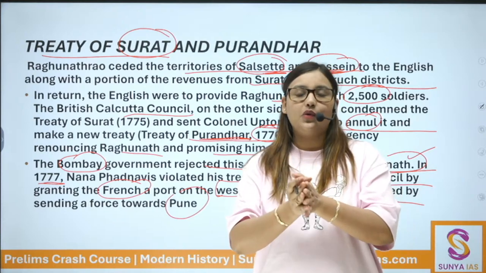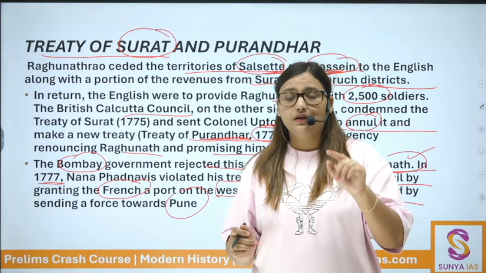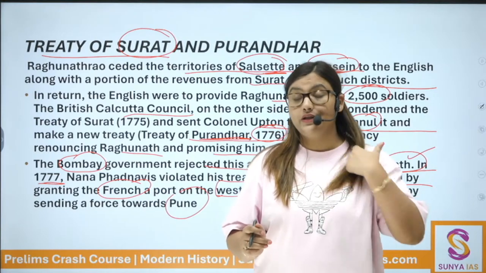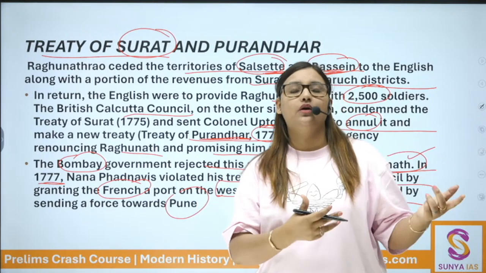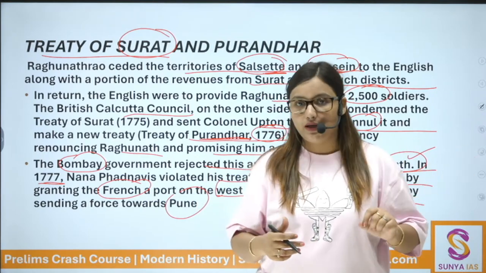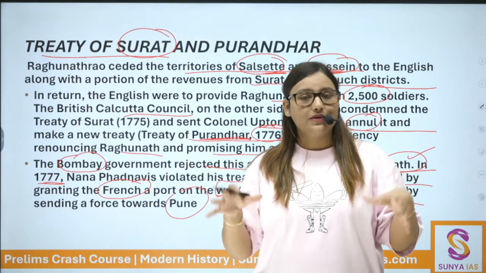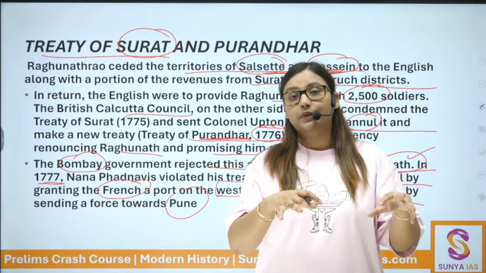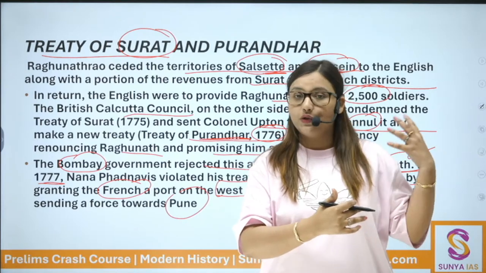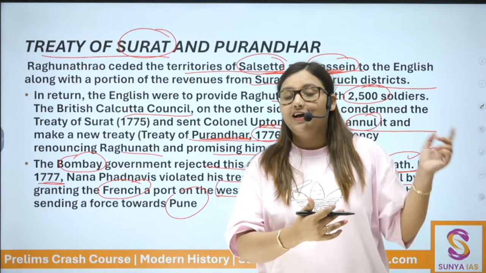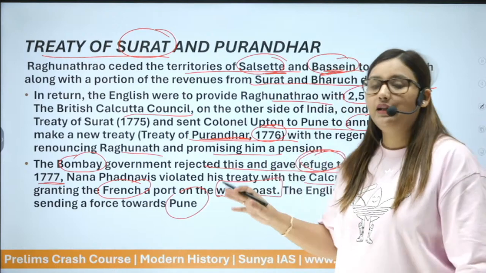But the problem was that in the third battle of Panipat, they got defeated. Now the question is, when they were so powerful that they could defeat the English army, how could they be defeated in the third battle of Panipat? The reason is that Panipat was an open ground. It was not a hilly area. So in Panipat, they could not perform their guerrilla warfare techniques, and those skills were of no use in the plain area of Panipat. But it was a very useful skill in Talegaon.